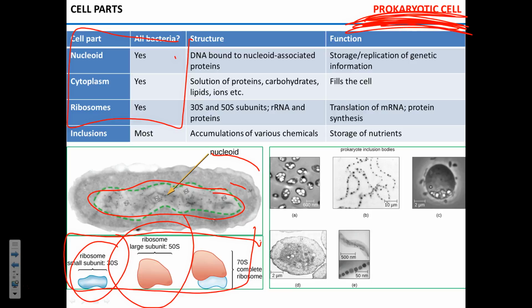Because precipitation depends not only on the weight, but also on what? Size, shape, yes, shape. Does that make sense? If it's large but light, it will precipitate slowly anyway, because it's so big. So these units, the Svedbergs, are not additive. 30S plus 50S, when they form a ribosome, gives 70S, because shape changes. Does that make sense?